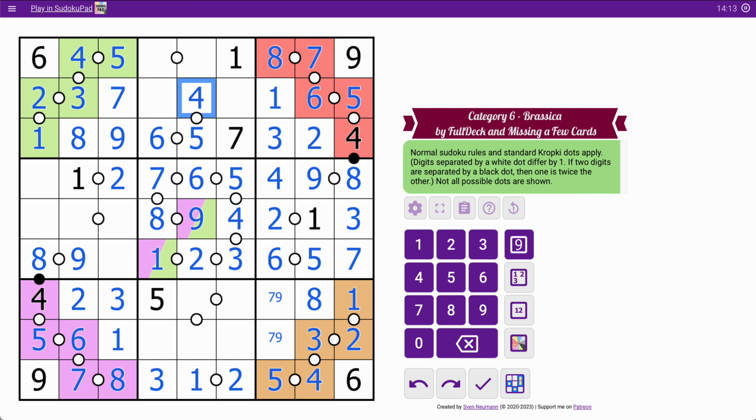Okay, in column 6, I've got 6, 8, 9 to place. This one's 8 or 9. This one sees 8, it's 6 or 9, and this one sees 6, so it's 8 or 9, which makes that one 6 because it's got an 8, 9 pair looking at it.